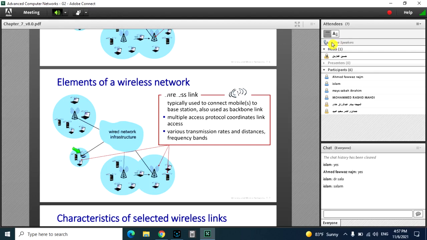and when I'm talking about a wireless link, I should mention that we have several types of wireless links with different specifications. Each wireless link has its own transmission rate, has its own channel and bandwidth. Its communication range is different from one network to another one.